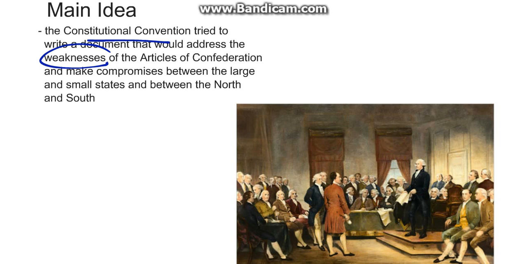The main idea of this lesson is that the Constitutional Convention tried to write a document that would address the weaknesses of the Articles of Confederation and make compromises between the large states and the small states and between the North and South.